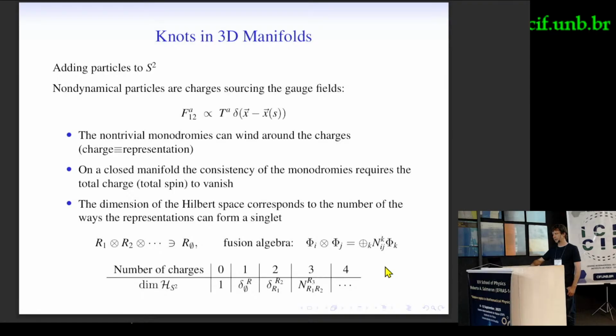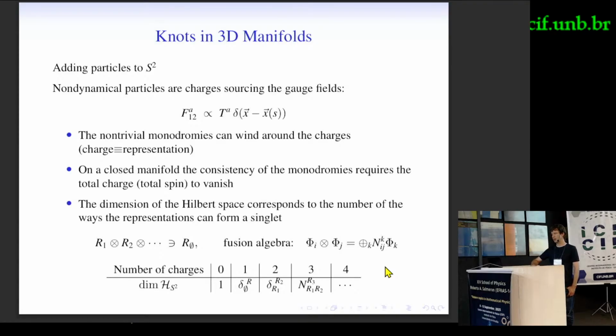So here is the summary. If you have a sphere with no particles inserted, so 0 charges, then, as was said, the dimension of the associated Hilbert space is 1, it's trivial. If you put just one charge, obviously, you cannot form a singlet with a single charge, so the only possibility is that this charge already has to be in a singlet representation. If you put 2 particles, then to make a singlet, let's think again about SU(2).